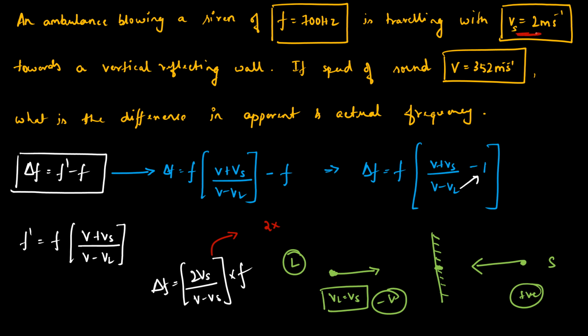So what is your Vs? Vs is 2 multiplied by F. What is your F? F is 700 divided by V. What is your V? V is 352 minus Vs. Vs again is 2, right? So 2 multiplied by 2 is 4, right? 4 multiplied by 700, right? 4 multiplied by 7 is 28, followed with two zeros, and here it is going to be 350. Now I should divide both of them. That is going to be the change in frequency.